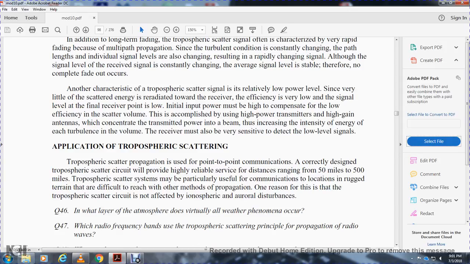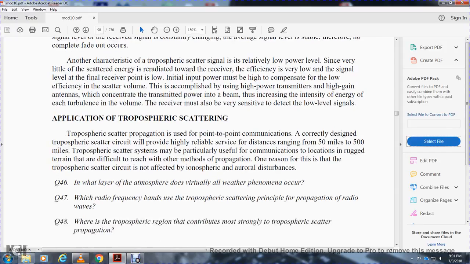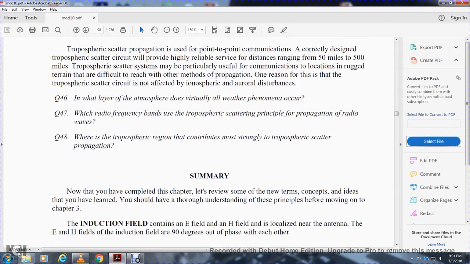Applications: tropospheric scatter propagation is used for UHF point-to-point communication. Correctly designed, tropospheric scatter will provide a highly reliable surface distance range of 50 miles to 500 miles. Tropospheric scatter systems may be particularly useful in communication over irregular terrain that is difficult to reach by other methods of propagation. One reason is that a tropospheric scatter circuit is not affected by ionospheric or auroral disturbances.